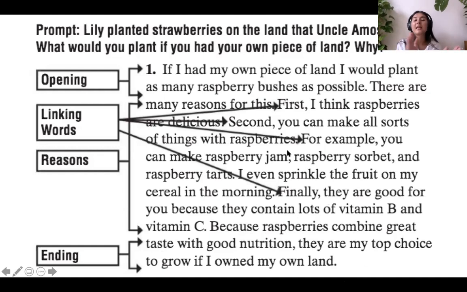So this is a 6 out of 6 paragraph, in my opinion. It's got everything that I would have wanted. It's got an opening that tells the opinion and answers the prompt. It's got details and reasons that support the opinion. It has linking words like first, second, for example, and finally that connect the reasons to the opinion. And it has a great conclusion that summarizes what they've said and retells the opinion in a different way.